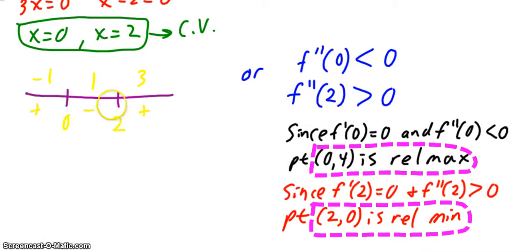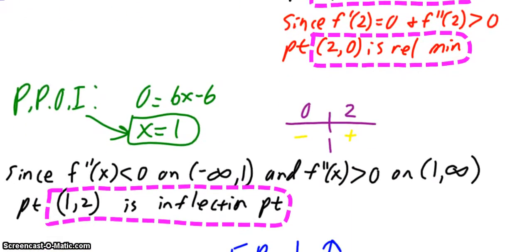So here is the increasing and decreasing chart. Here is the second derivative test. In this case, I chose to answer the question using the second derivative test. But again, the increasing decreasing chart tells us the same information. So since f prime of 0 is 0 and f double prime of 0 is less than 0, the point 0, 4 is a relative maximum. So relative max is 0, 4. Since f prime of 2 is 0 and f double prime of 2 is greater than 0, the point 2, 0 is a relative minimum. So 2, 0 is my relative min.